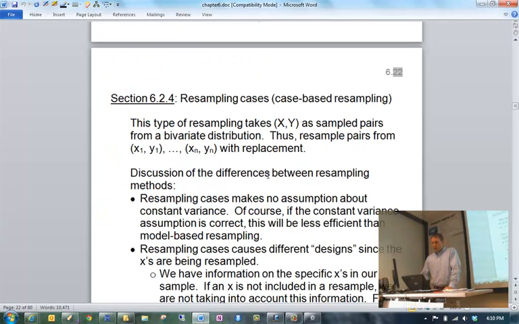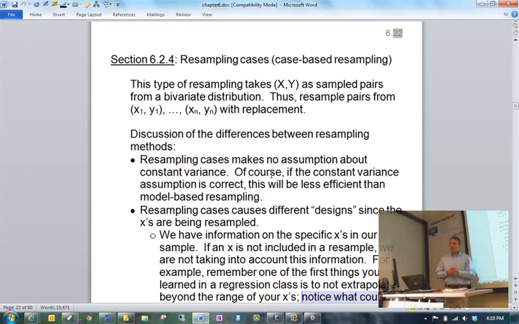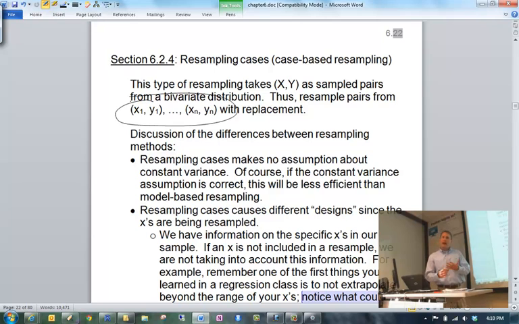The second way that we're going to talk about taking resamples is what's called case-based resampling. This is an easier way to take the resamples, but there are advantages and disadvantages to it, just like there was with model-based resampling. Simply, with case-based resampling, all we do is resample from our X, Y pairs. That's it. Essentially you're assuming that you have some kind of bivariate distribution for X and Y, and we resample from the X, Y pairs that are actually observed. Obviously, this is easier.